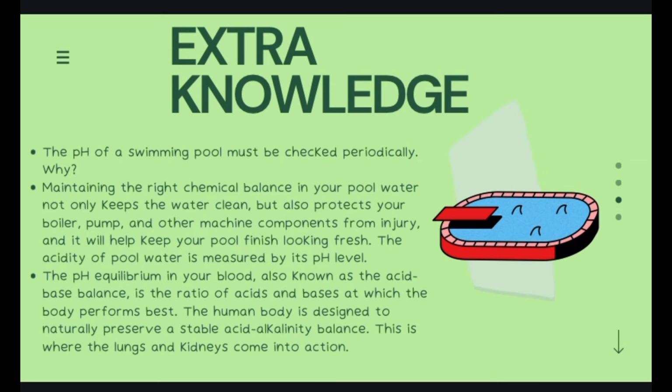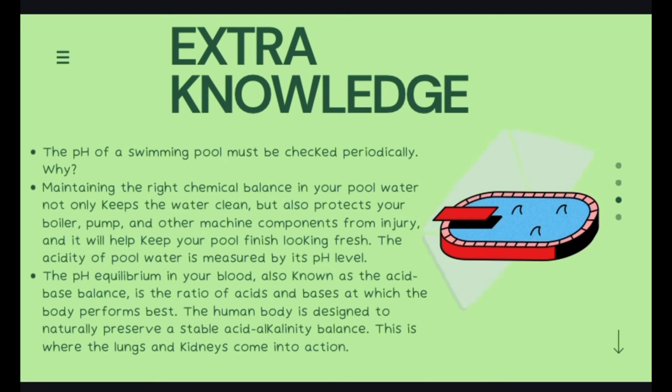So the pH of a swimming pool must be checked regularly, and that is because maintaining the right chemical balance in our pool water helps keep us healthy. It keeps the water clean, so it protects us from any harm, not only to the human body but also to the boiler, the pump, and other metallic machine components from injury. And it will keep the pool looking fresher than usual. The acidity of pool water is measured by its pH level.